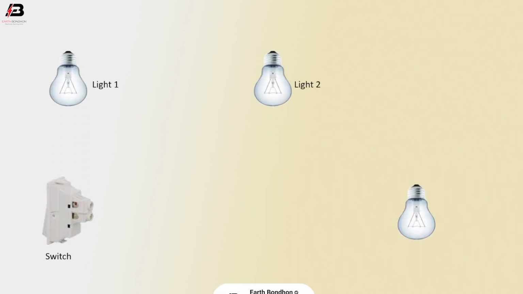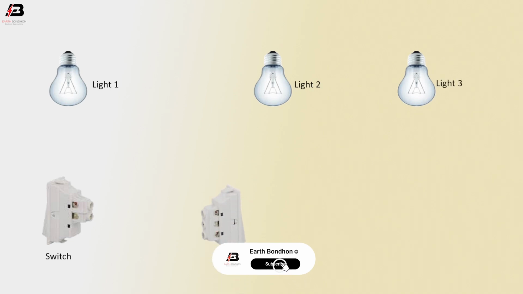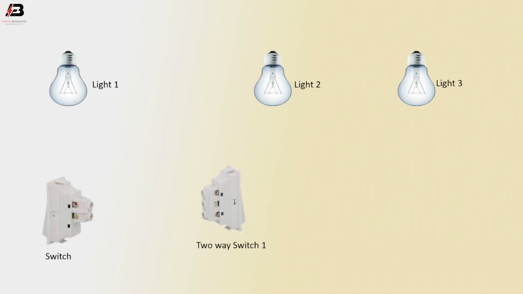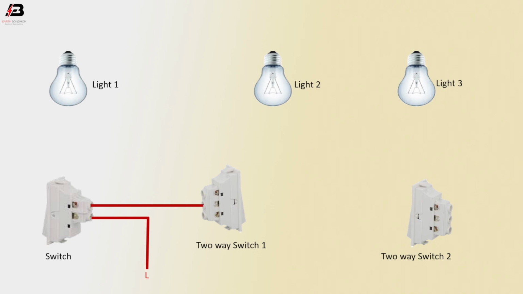So viewers, let's start. Switch, light 1, light 2, light 3, 2A switch 1, 2A switch 2. Phase connection input to switch. Phase connection from switch to 2A switch 1 common terminal. Output connection from switch 1 L1 terminal to light 1.